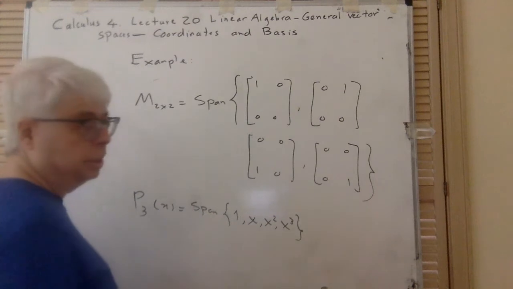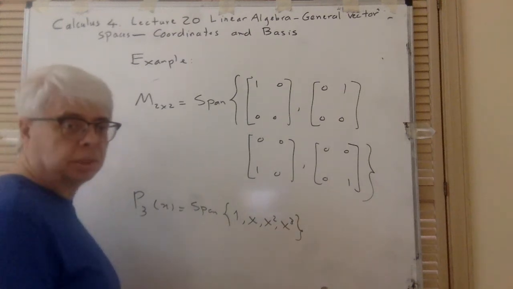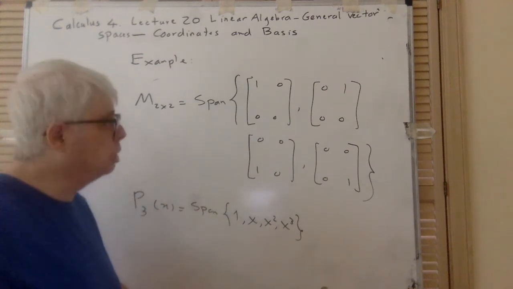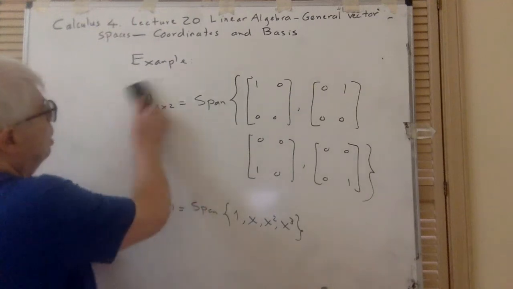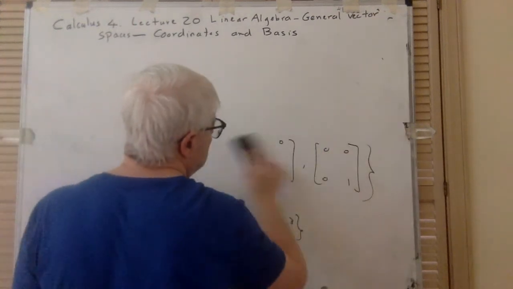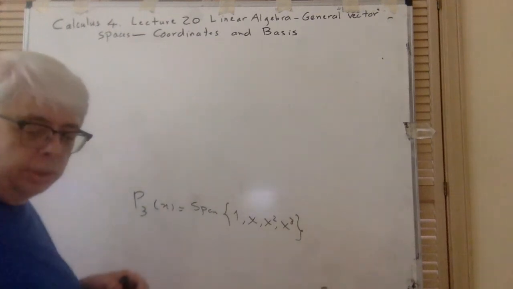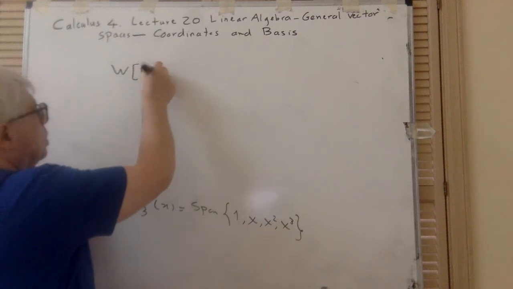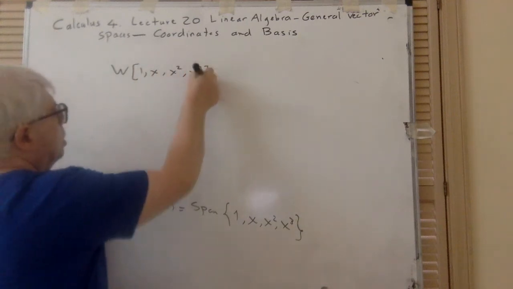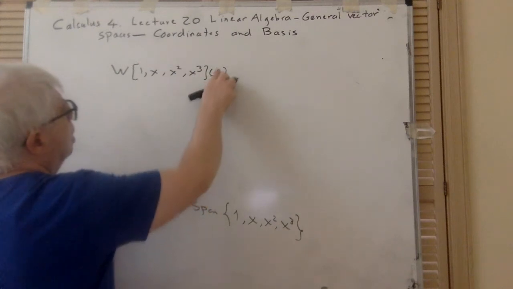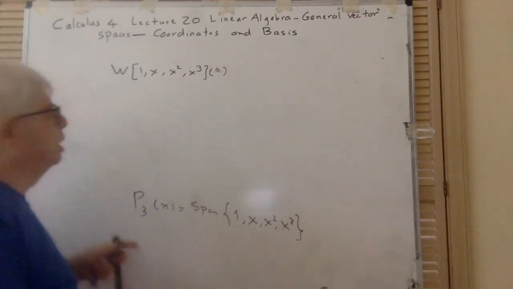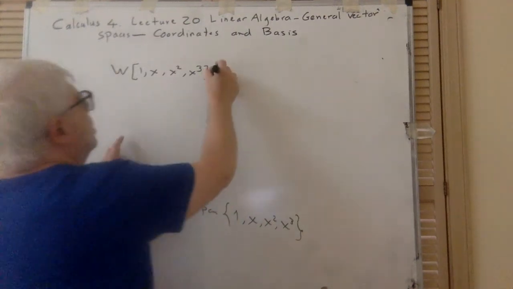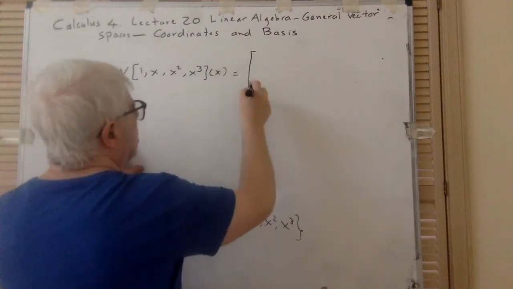How could you show that they are linearly independent? One way is to use the Wronskian. You can show that the Wronskian of these is not 0. It's instructive to show that this is linearly independent using the Wronskian. So what is the Wronskian of these functions 1, x, x squared, and x cubed, as functions of x? So it is the determinant of this.